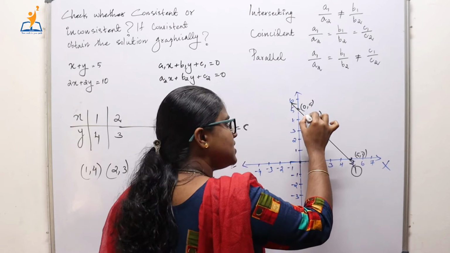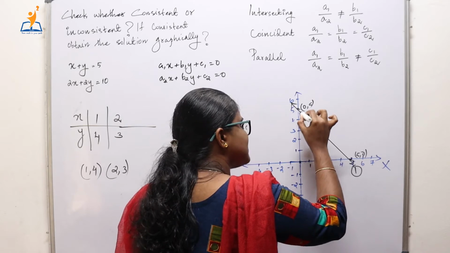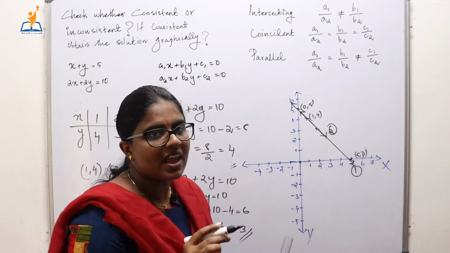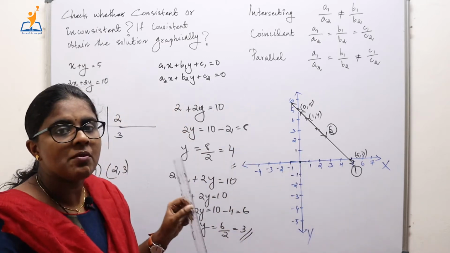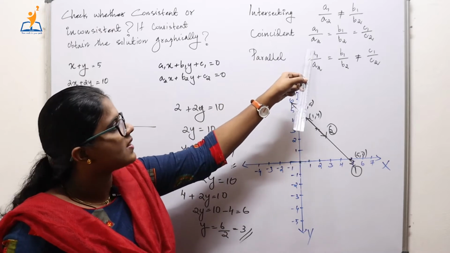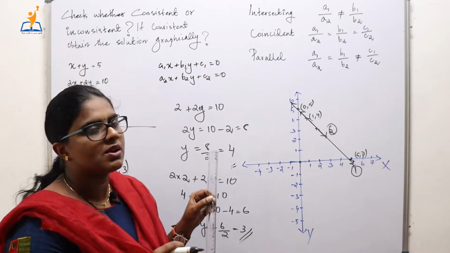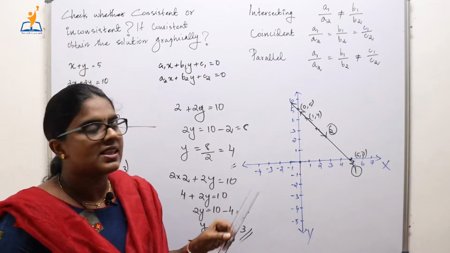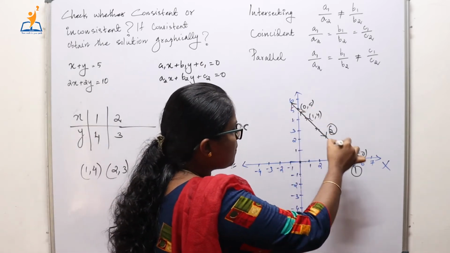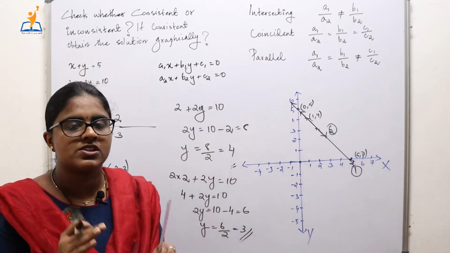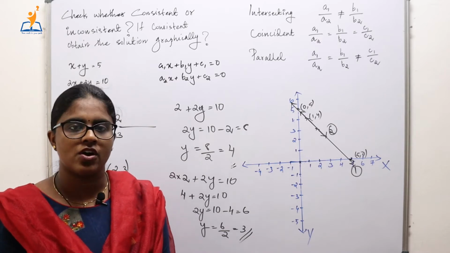So the line joining these 2 points will be again the solution of our second equation, and we can find that these 2 lines are coincident. The same conclusion is formed when we checked the condition algebraically. That is, we got that a1 by a2 equals b1 by b2 equals c1 by c2, and we found that the solution is consistent and they are coincident. So all the points in this line is the solution set for this particular pair of linear equations in 2 variables.